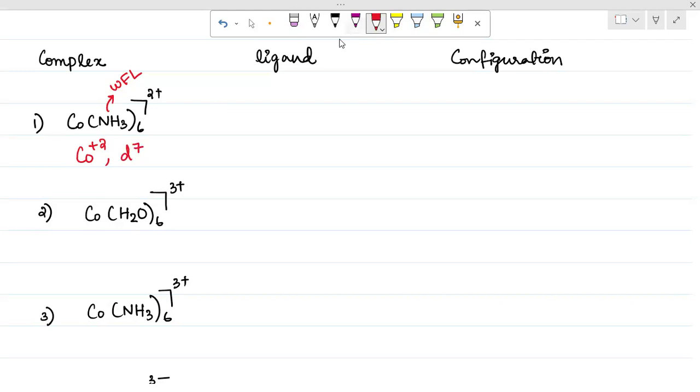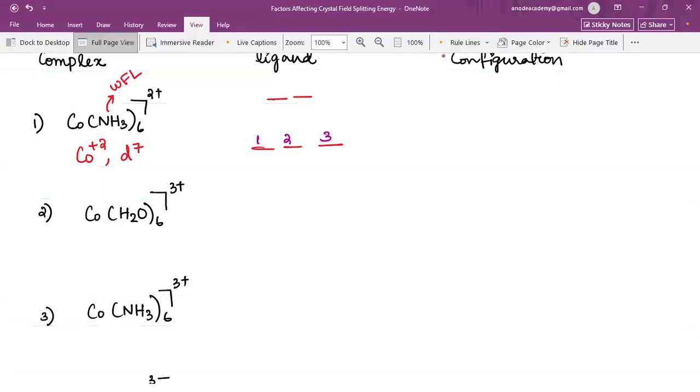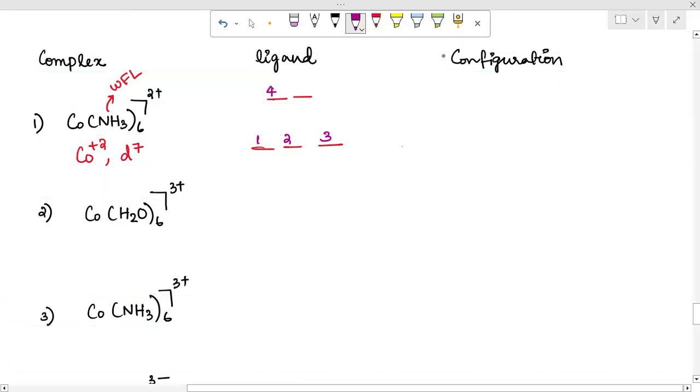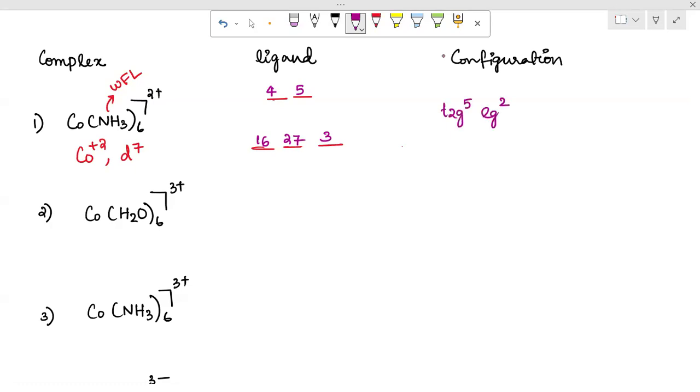Correct? So how do you fill it? You have t2g and you have eg. You have to fill 7 electrons and the ligand is weak. So 1, 2, 3. The fourth electron will easily jump to the eg orbital because it is weak, and then 5, 6, 7. This is how you see the configuration. Okay, so that corresponds to t2g5 eg2.